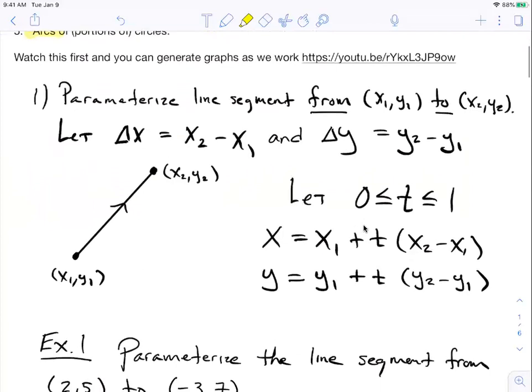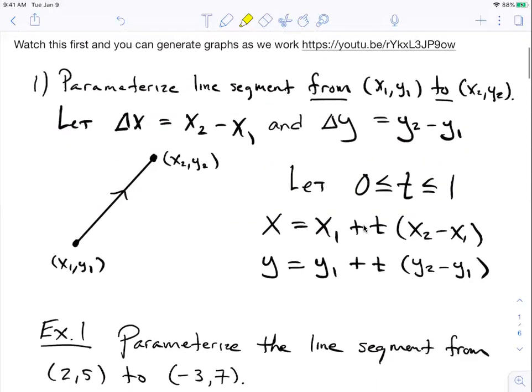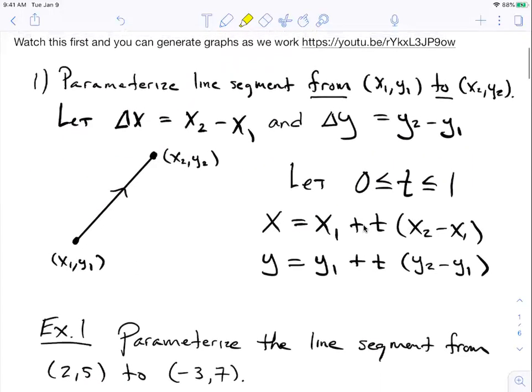So let's start with line segments. Parameterizing a line segment. It's a directed thing. It's a line segment from one point to another point, and the direction matters. So I'll always indicate that, like we did in the other video, with arrows on the curve. So here I've drawn my two points, and I've indicated the direction of the line segment. And so how to find this parameterization?